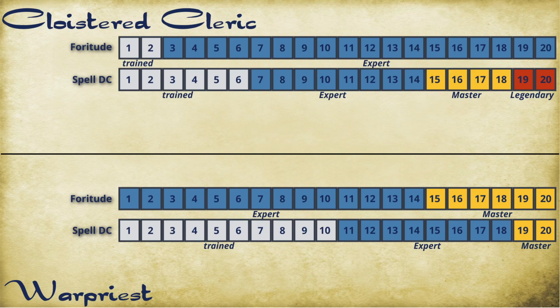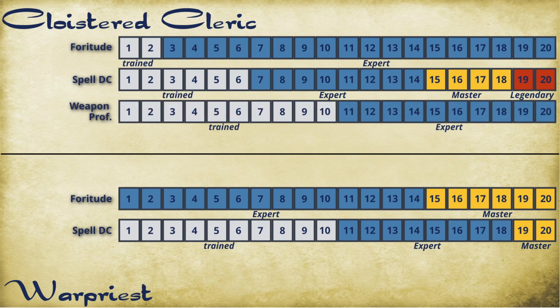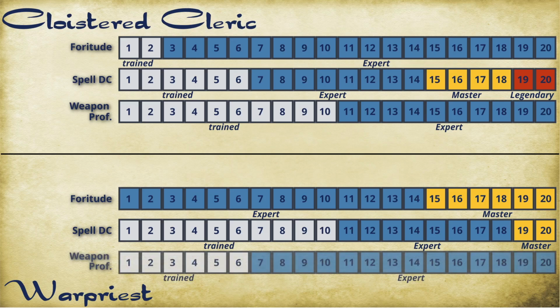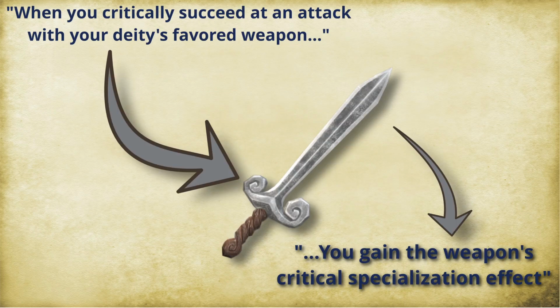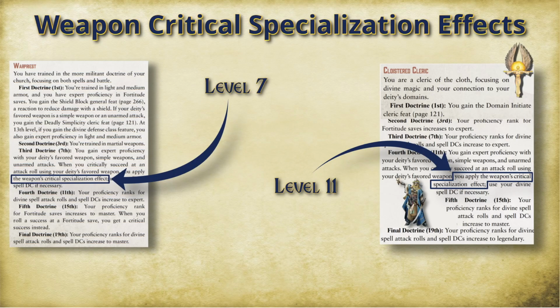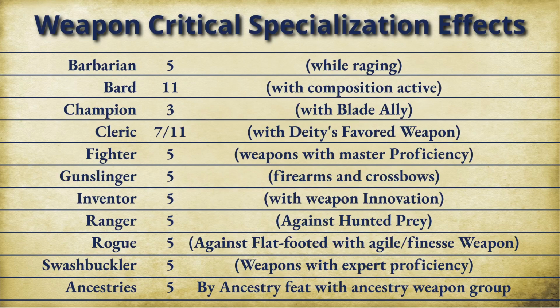And finally, for weapon proficiency, the Cloistered Cleric advances to expert proficiency with the deity's favored weapon, with unarmed attacks, and with simple weapons at level 11, while the Warpriest advances to expert in these things 4 levels earlier at level 7. For both doctrines, this also includes the weapon's critical specialization effect for the deity's favored weapon only. The critical specialization effect is nice, but not entirely unique. Certainly not as unique as the Juggernaut class feature. Most martial classes get this in some form or another at various levels and under various conditions.